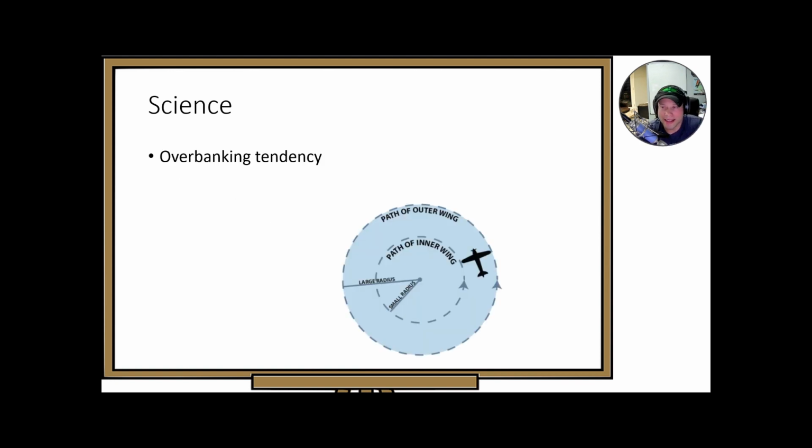Now, let's talk about the overbanking tendency. Because you are in a steep bank, one wing is actually going to be traveling through the air faster. It has a longer path to travel, so it actually has to move faster through the air than the inner wing. Because lift is a product of velocity, this wing is going to generate more lift, and it's going to want to continue banking or rolling even though you don't want it to. So you're going to have to be ready for that by putting in opposite aileron pressure, just a little bit, just enough to prevent it from overbanking. So be aware of that.